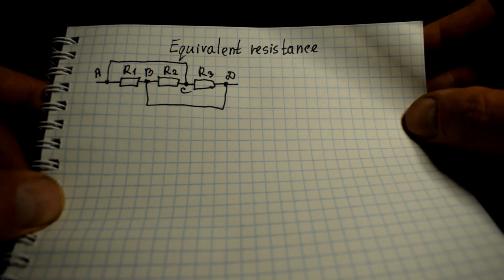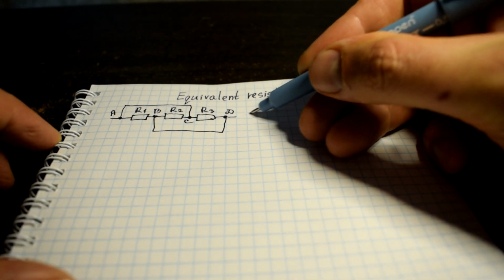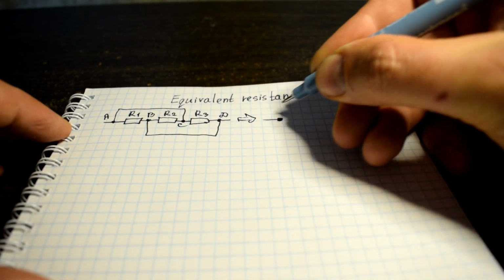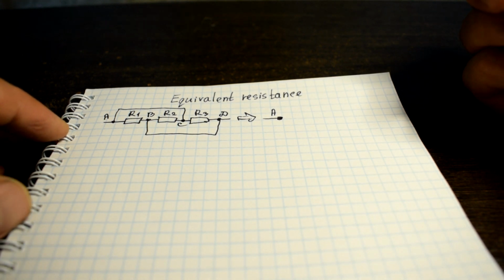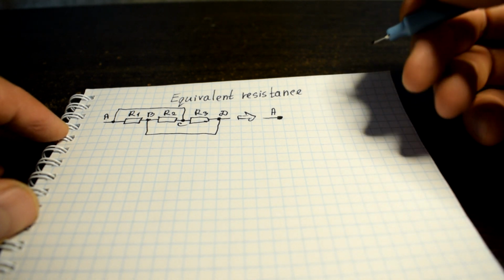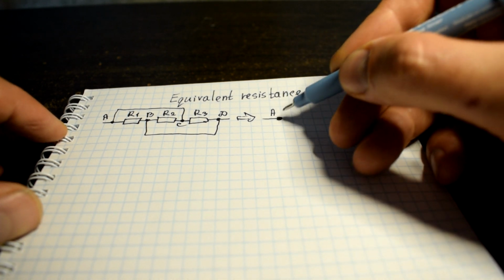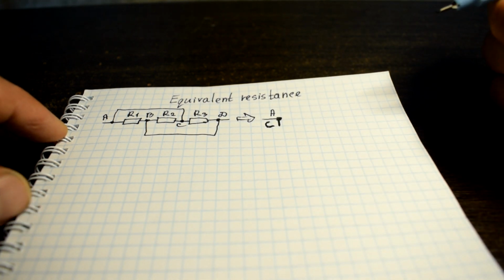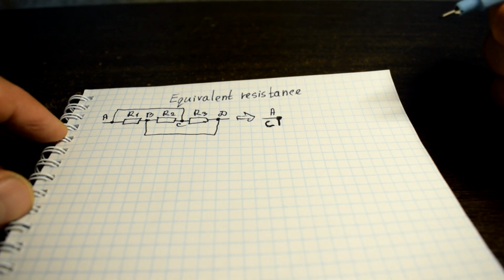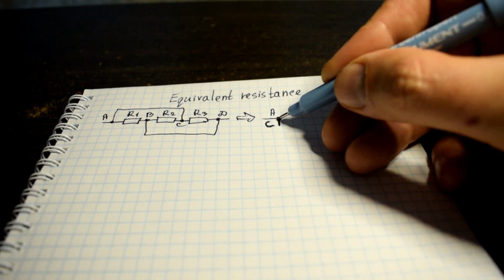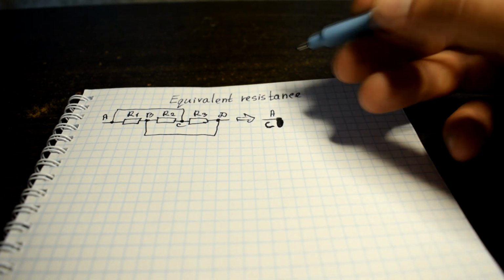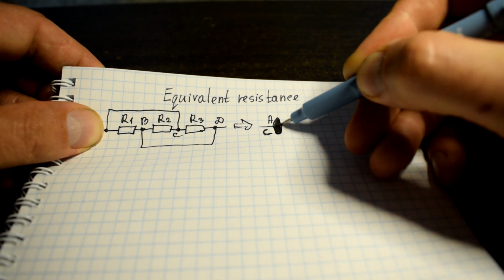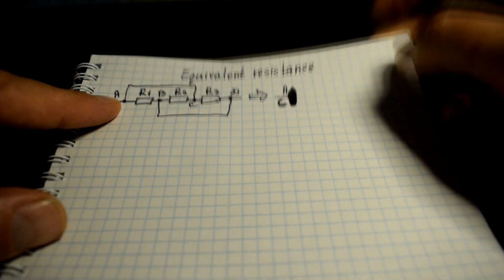I'll start with point A. The potentials of points A and C are the same, so I mark them as one point. This is points A and C, one big point.